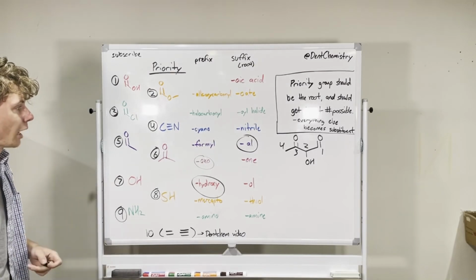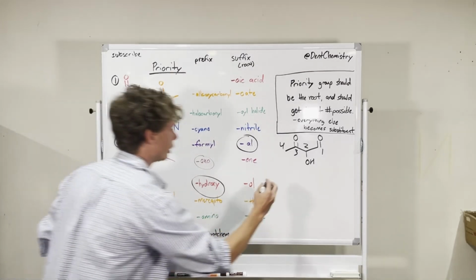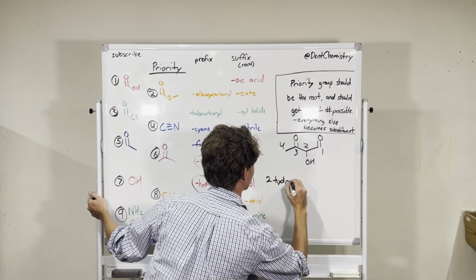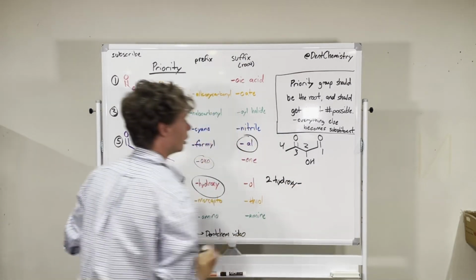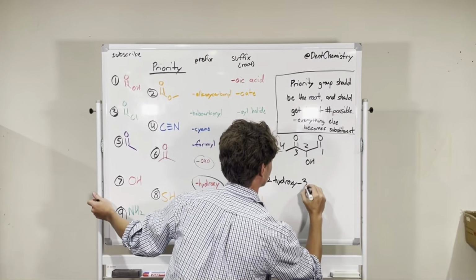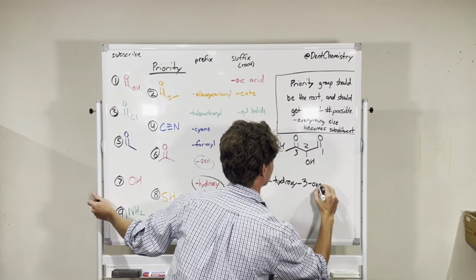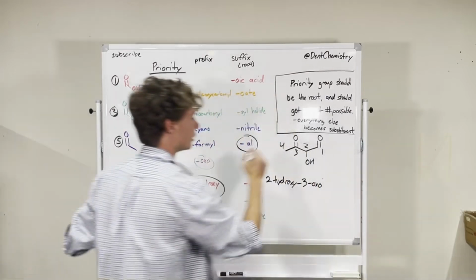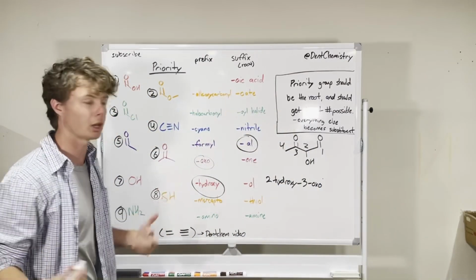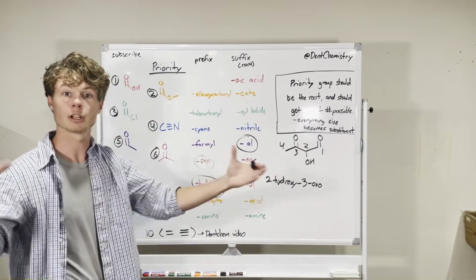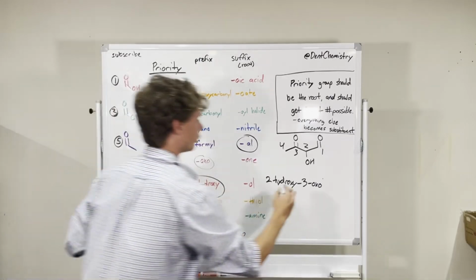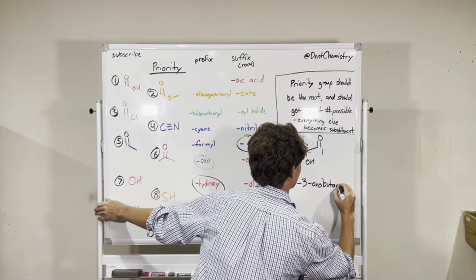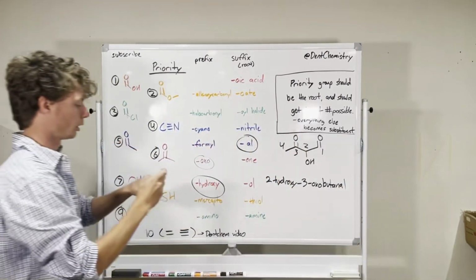And I'll also order alphabetically. So I should name this 2-hydroxy, 3-oxo, and I can just say butanal. I don't need to necessarily say 1, this is implied. Also, aldehydes are always going to be terminally located. So oxo, butanal. And there we go.